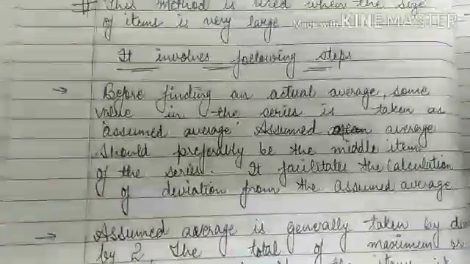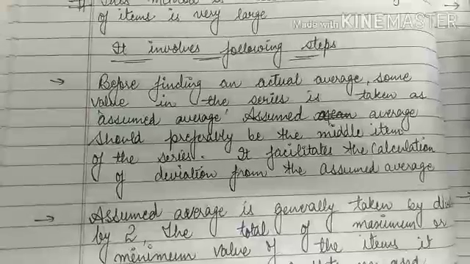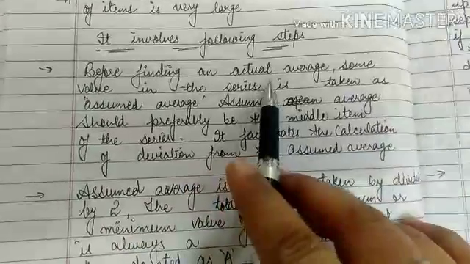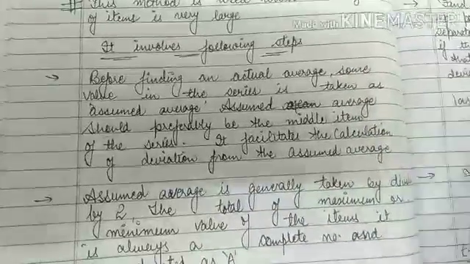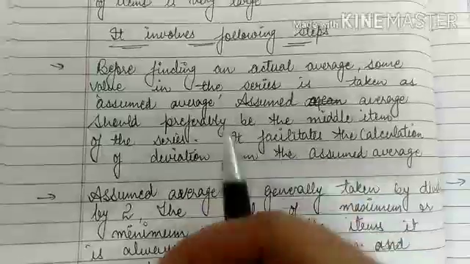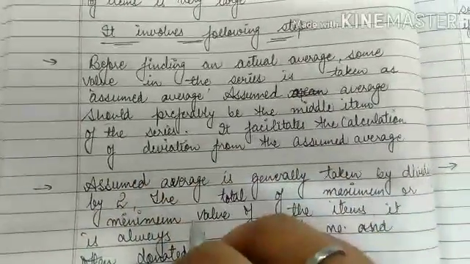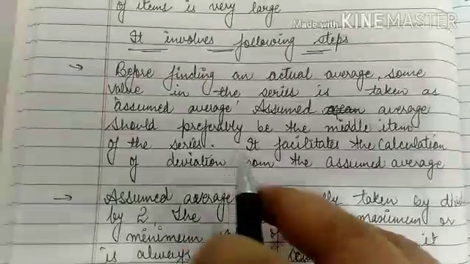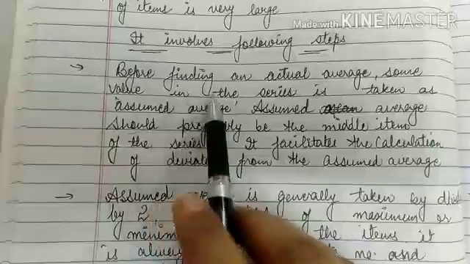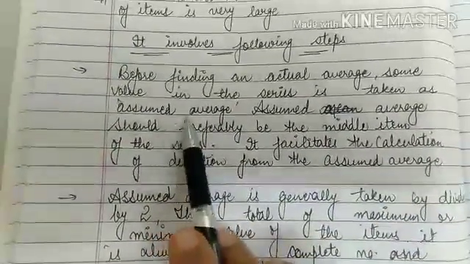In the shortcut method there are various steps involved that we are going to discuss. First of all, before finding an actual average, some value in the series is taken as the assumed average. From the data given, we have to find an assumed average. It may be the middle item of the given series, or we can take the average of the two items.